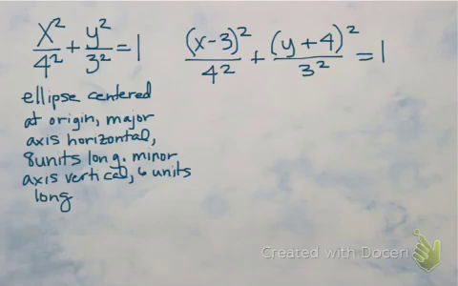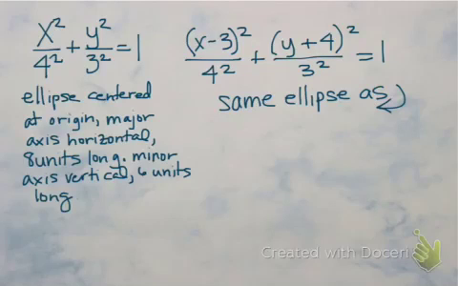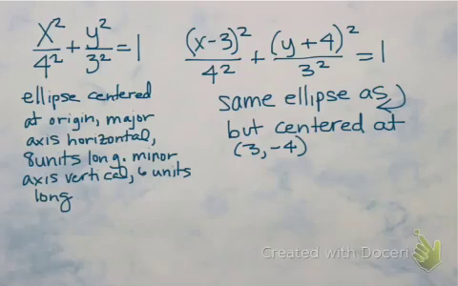So we'll just do a little bit of alteration here. This is an example of an ellipse that's exactly the same as the one on the left, except for the fact that it's been translated, and so it's now centered at (3, negative 4). So it's been shifted to the right 3 and down 4.